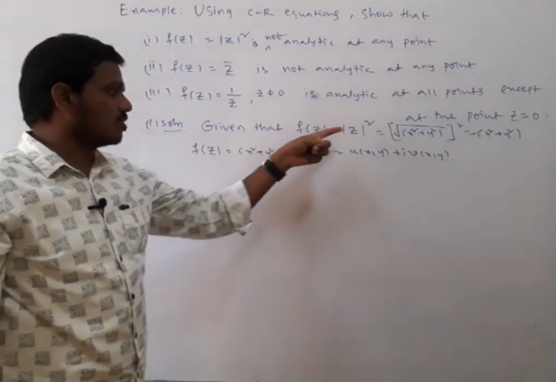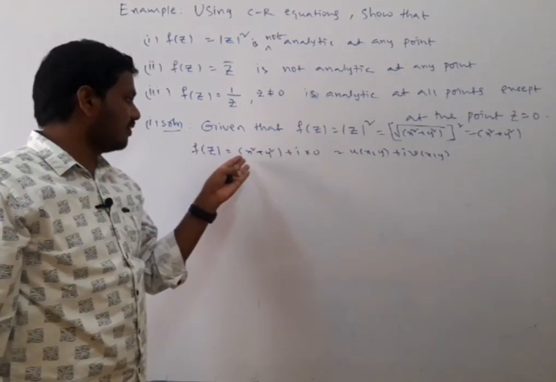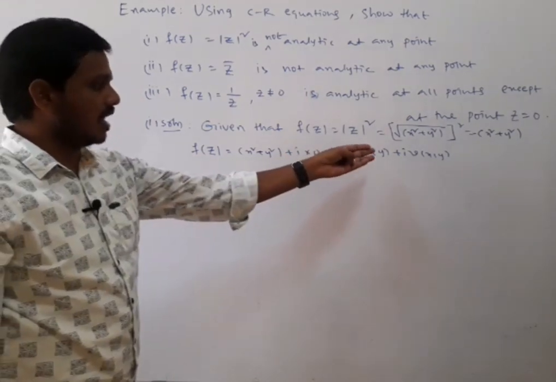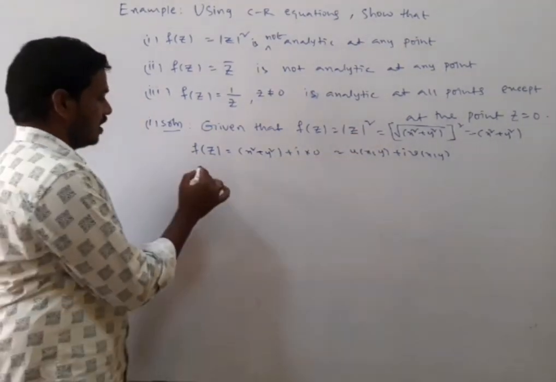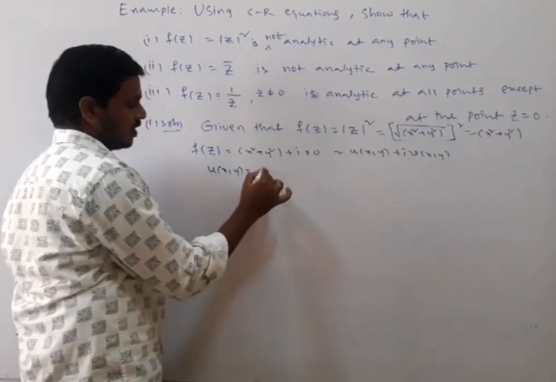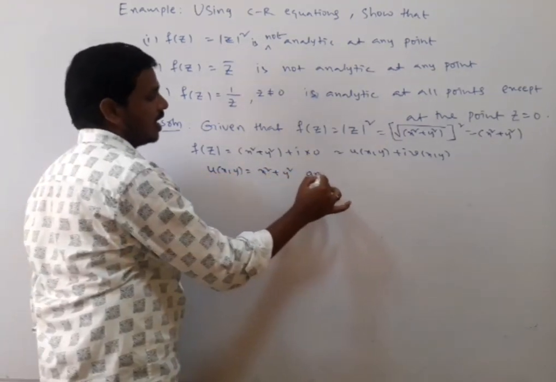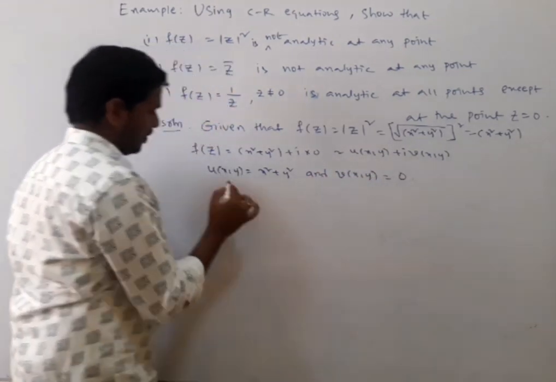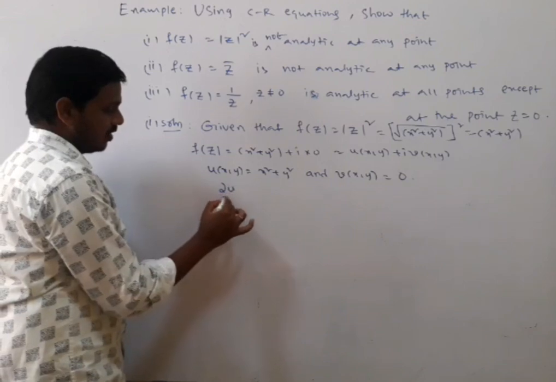Given that f(z) = |z|², we can write f(z) in the form x² + y² + i·0. That is in the form u(x,y) + iv(x,y). Here u(x,y) = x² + y², and v(x,y) = 0. From this, I am going to write the partial derivatives.